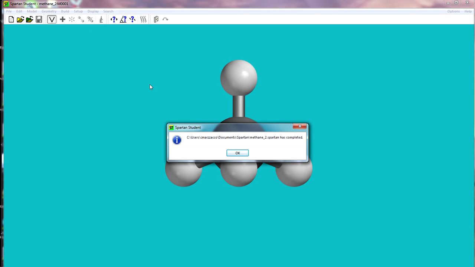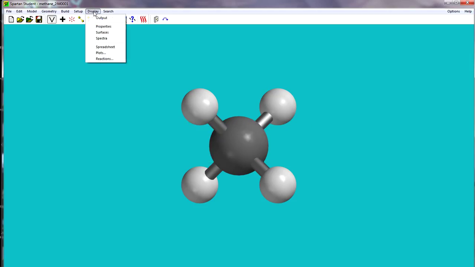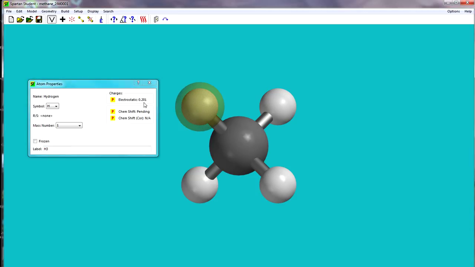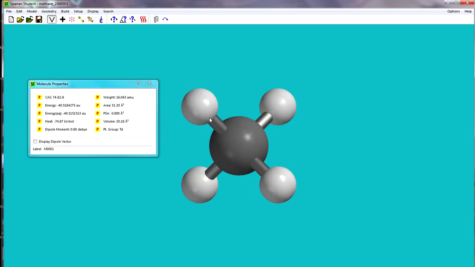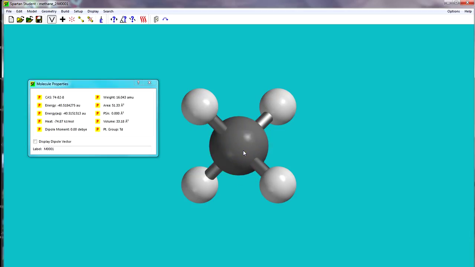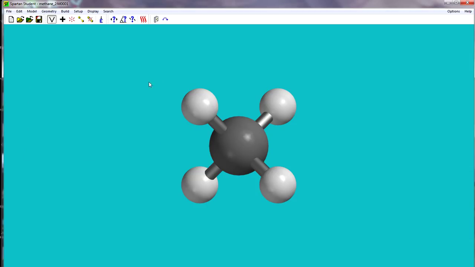Takes a few minutes. Okay. I want to display the properties first. I just want to show you that if I click on one of the hydrogens, it has an electrostatic charge, according to this calculation, of 0.2. So it is slightly electropositive, and carbon has minus 0.8. Of course, the charges have to add up to zero because it's a neutral molecule. And the molecule has a dipole moment of zero, as you would expect, because of its center of symmetry. Well, I don't know whether you would call it a center of symmetry, but it's symmetric. Okay.